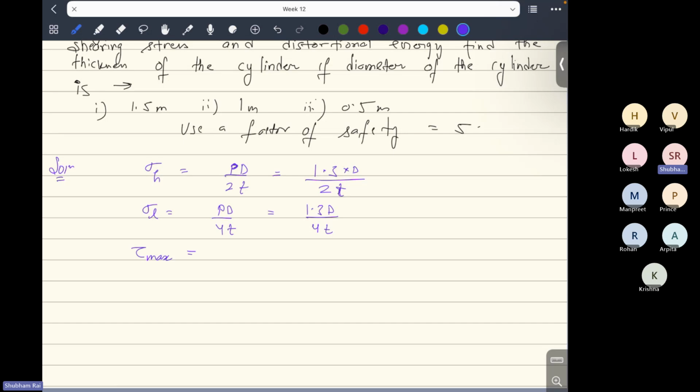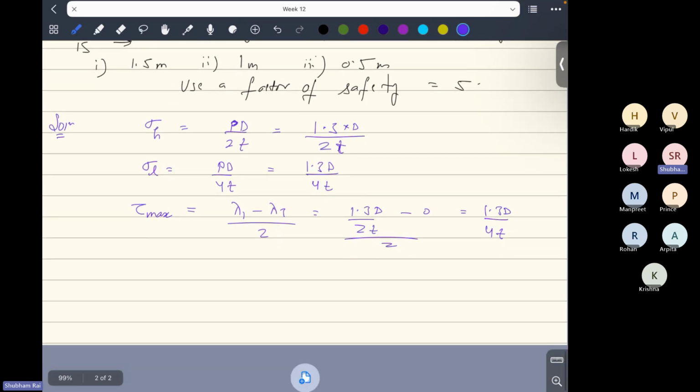So the maximum principal stress will be this one, and the minimum principal stress will be 0. That's why the maximum shear stress will be the maximum minus the minimum principal stress, divided by 2. So the maximum is 1.3D divided by 2T, minus 0, divided by 2. So you will get 1.3D divided by 4T, right?